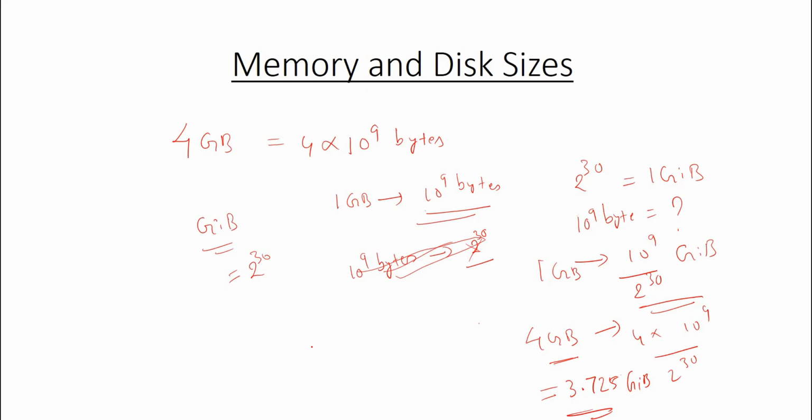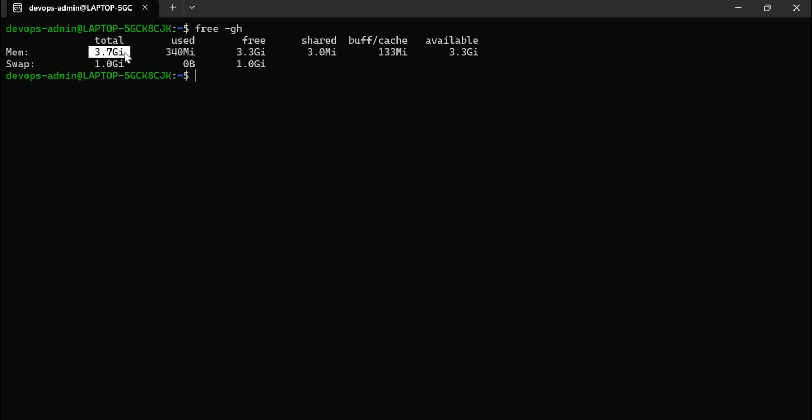That means when we search for the RAM in the operating system by using Linux commands, we will see the amount of memory in terms of 3.725 GiB. So let us check that in one of the Ubuntu operating systems. This is a Ubuntu operating system. Here 4 GB is allocated for this machine. So let me check the memory in terms of GiB.